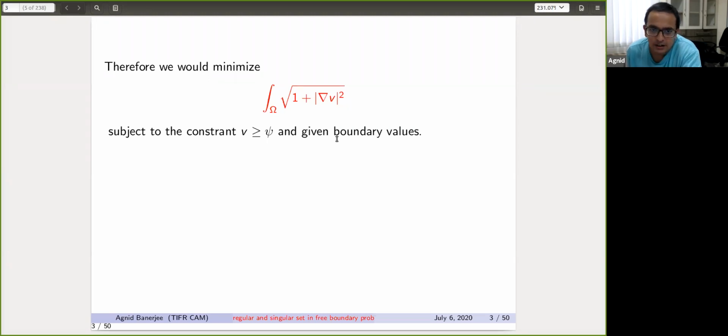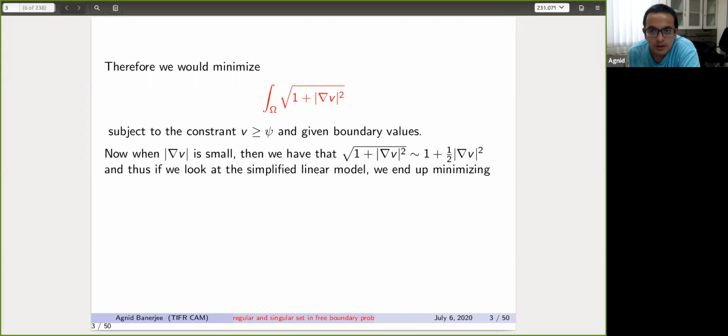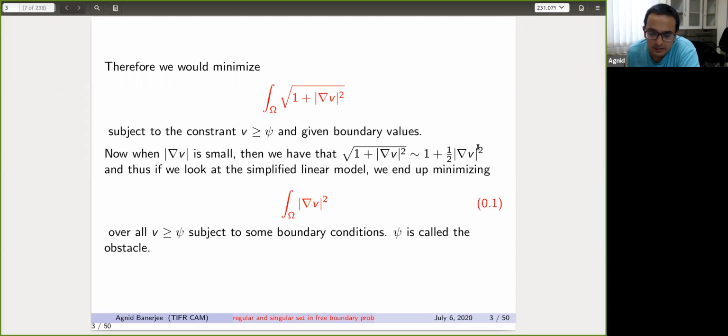If you didn't have any constraint, you would be looking at the Plateau problem, where you minimize the surface area, and the solution is the so-called minimal surface, whose mean curvature is 0. Now when the gradient is small, if you linearize this, you end up with the quantity 1 plus half grad v squared. In that case, the simplified linear model would look like this, where you minimize the Dirichlet energy subject to the same constraint and with some given boundary conditions.